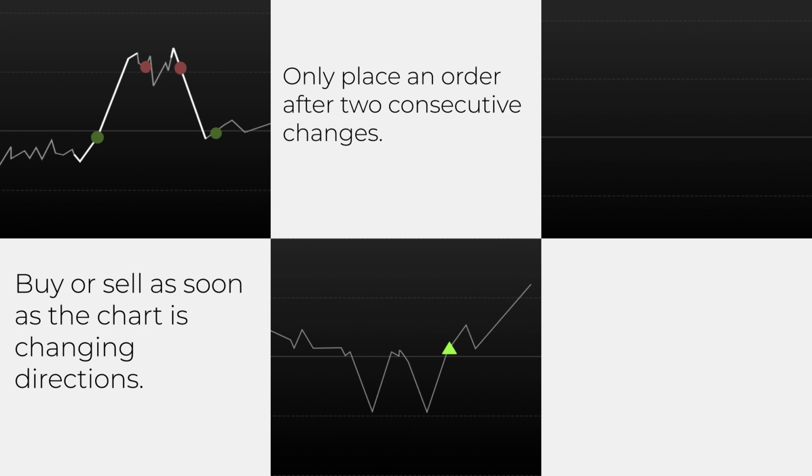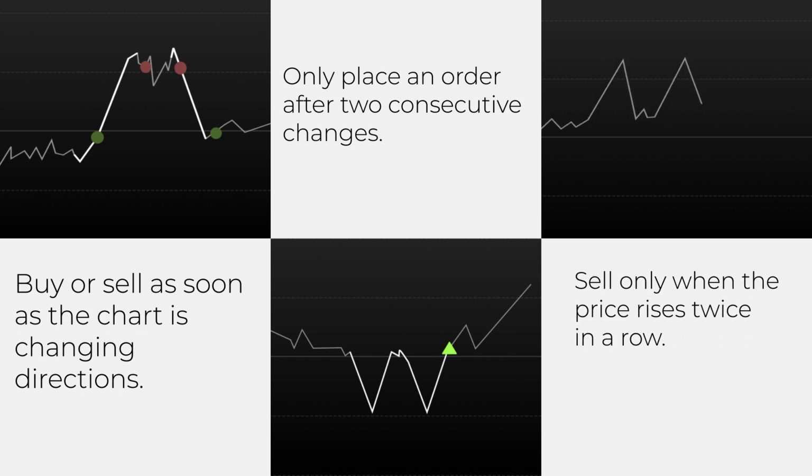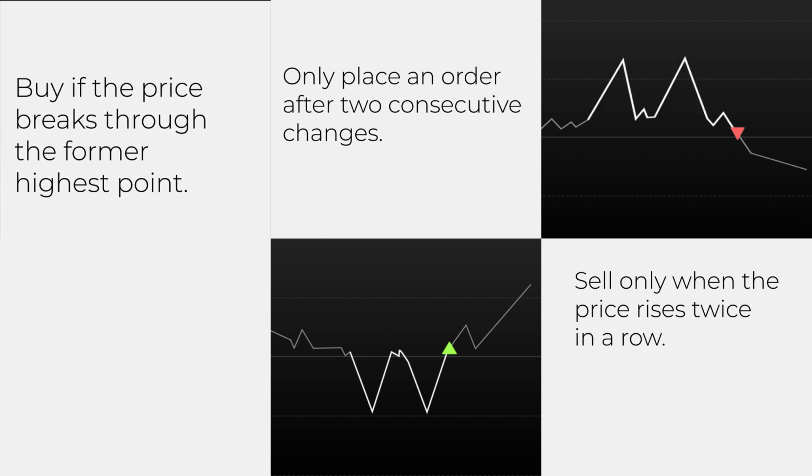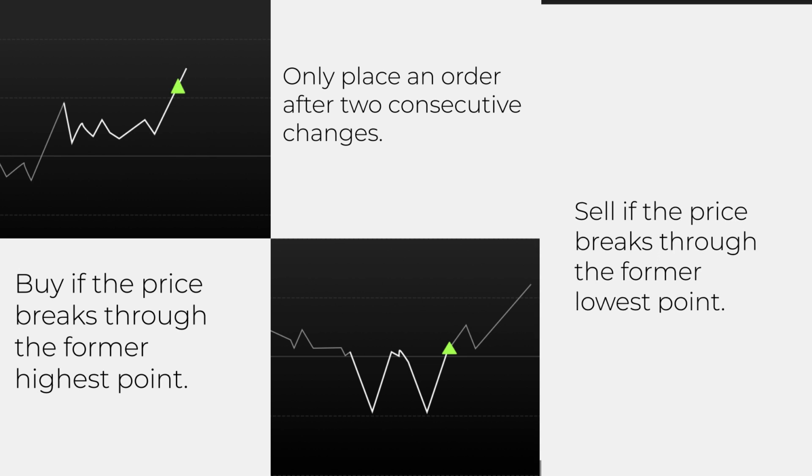There's actually a term for this in the trading world. It's called the bottom of the W. Some people will sell only when the price rises twice in a row. That's called the top of the M. Yet others will only buy if the price breaks through the former highest point, or vice versa with selling.